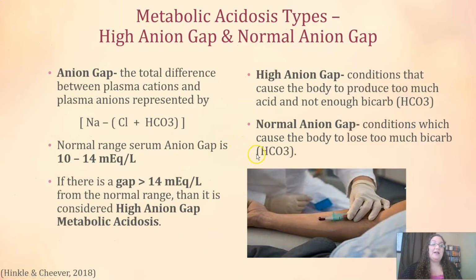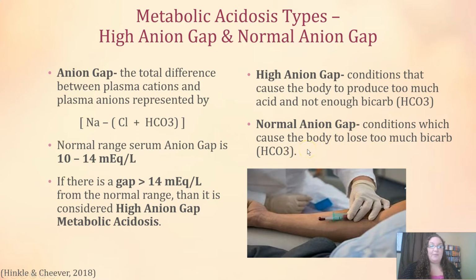So there are two types of acidosis, high anion gap and normal anion gap. Well, first off, what's an anion gap? It's just the difference between plasma cations, which are positive, and plasma anions, which are negative, and it's represented by sodium minus chloride plus bicarb. The normal range of an anion gap is 10 to 14 milliequivalents per liter. But if it's greater than 14 milliequivalents per liter, then it's a high anion gap. In those situations, the body is producing too much acid and not enough bicarb. And then you have the normal anion gap, where the body is losing too much bicarb.